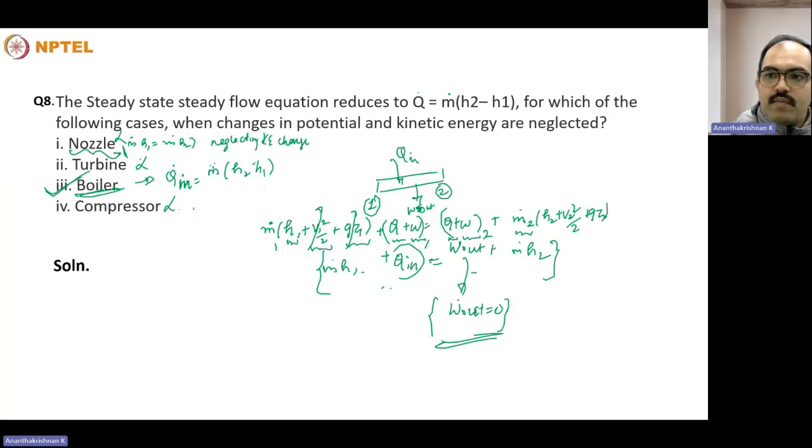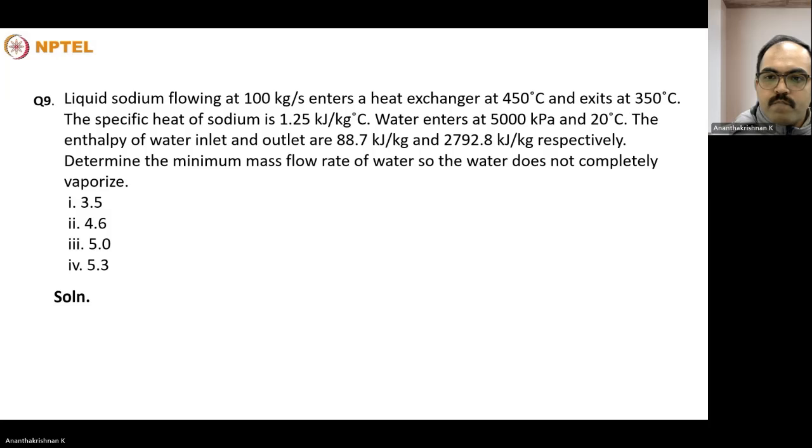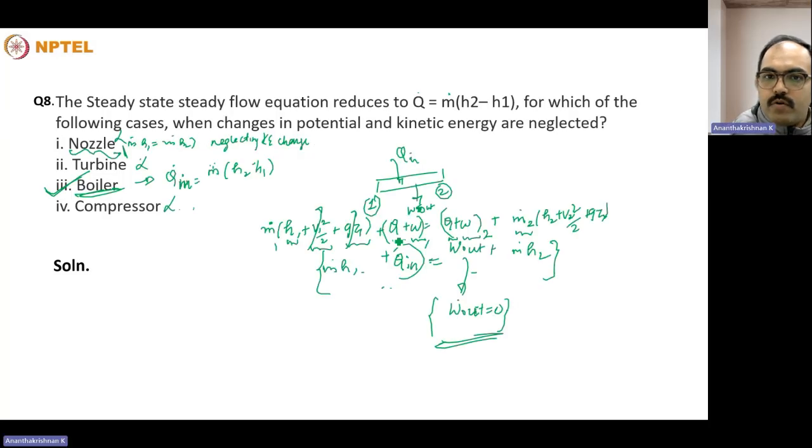This is the boiler, the same boiler that is depicted by the process 2 to 3. So it's a straightforward problem to identify the component where the steady flow energy equation reduces to this form. That is the boiler, a heat interacting device.